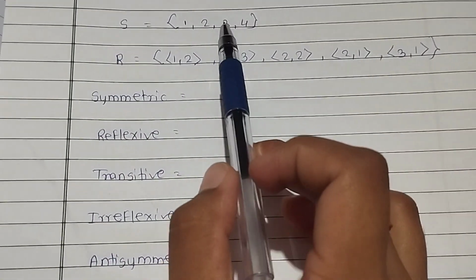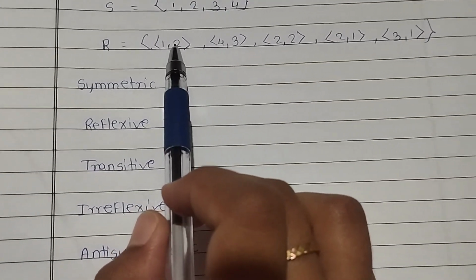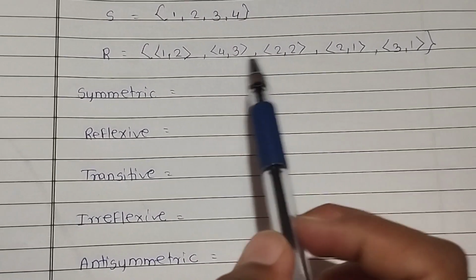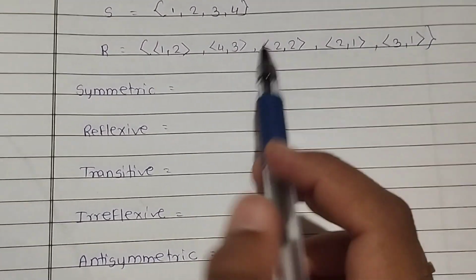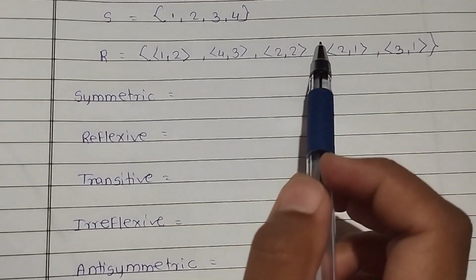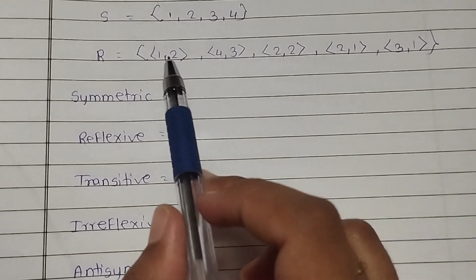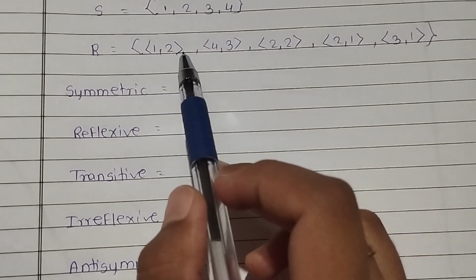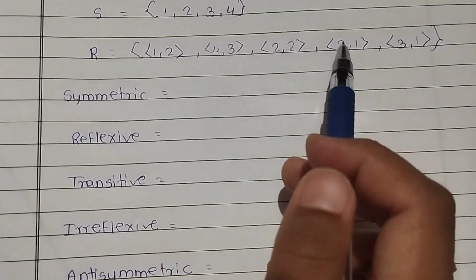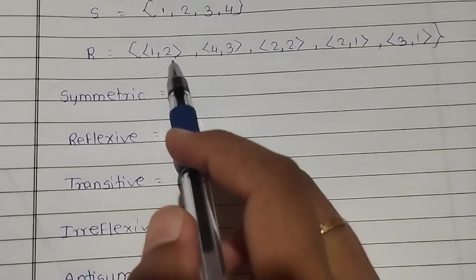Suppose this is the given question: set S is 1 2 3 4 and the relation is 1 2, 4 3, 2 2, 2 1 and 3 1. Now we find out the properties of the given relation. First, is the relation symmetric? The condition for symmetric is: if 1 2 is present, then 2 1 is also present. Here 1 2 is present, so 2 1 is also present. So the first pair satisfies the condition.